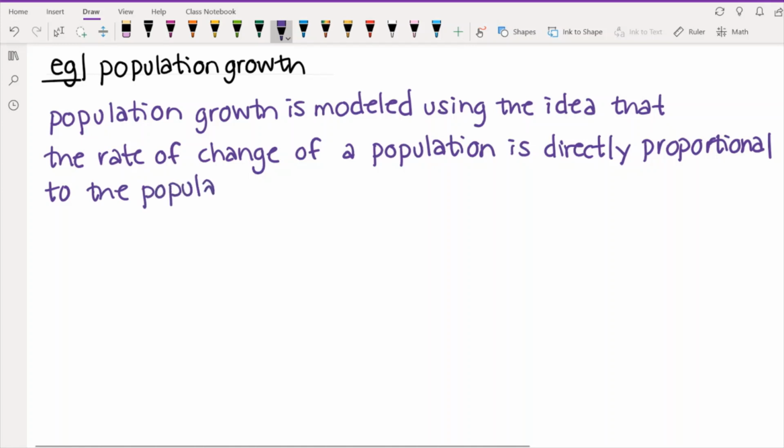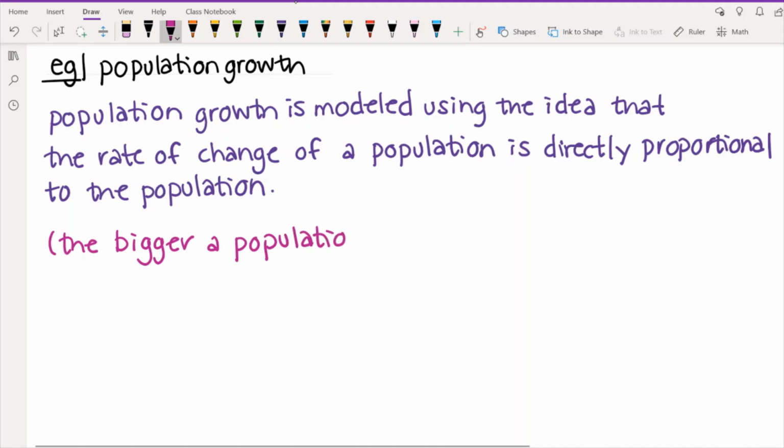So again, we want to write down an equation that makes this a little more concrete, but first I just want to give you another way to think about this sentence. What does it mean that the rate of change of a population is proportional to the population? It basically means that the bigger the population is, the faster it grows. Which makes sense, right?